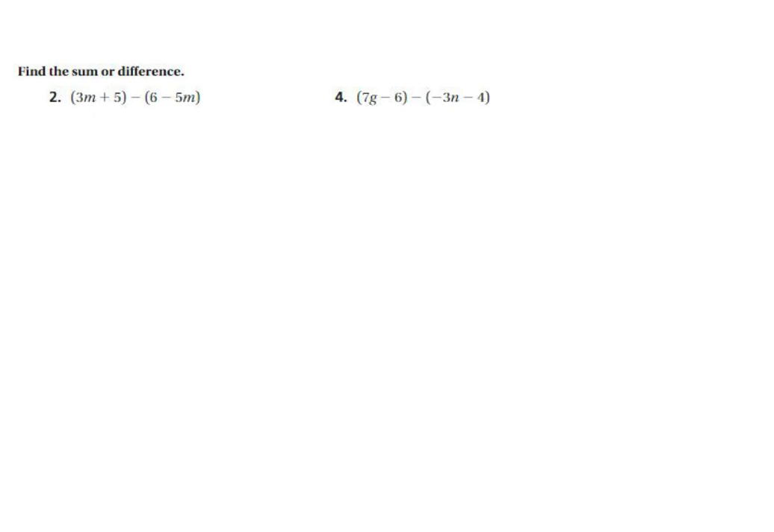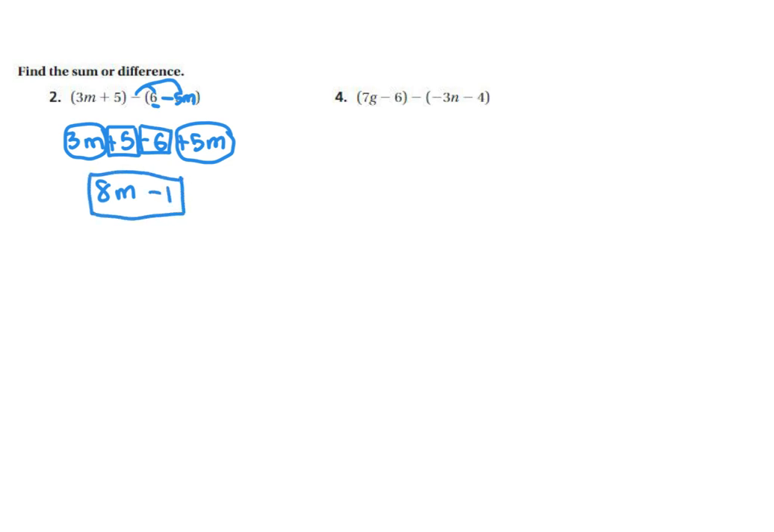For questions 2 or 3, it says find the sum or the difference. So let's go ahead and first of all notice that these are both subtraction. So we're going to want to distribute the negative so that we can just add. So we have 3m plus 5, and then the opposite of 6 is minus 6. The opposite of negative 5m is positive 5m. And now we can go ahead and combine our like terms. 3m plus 5m is 8m. 5 minus 6 is negative 1.